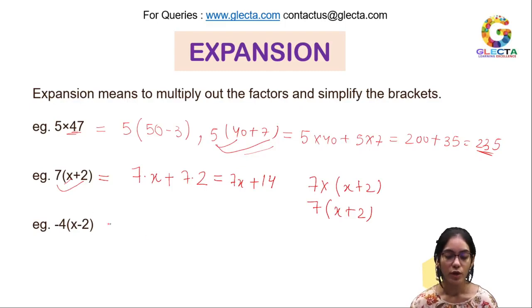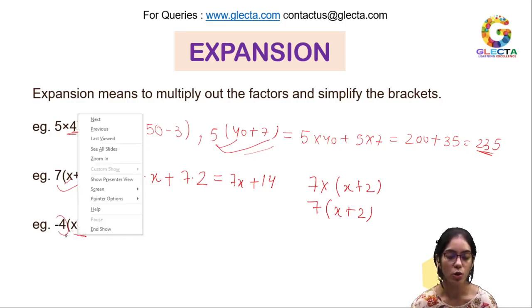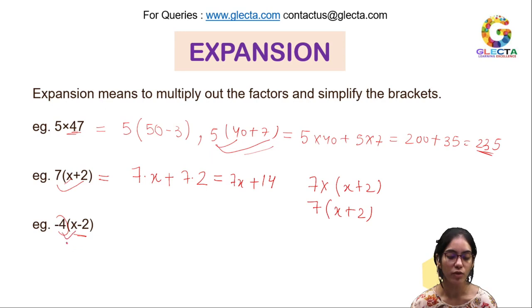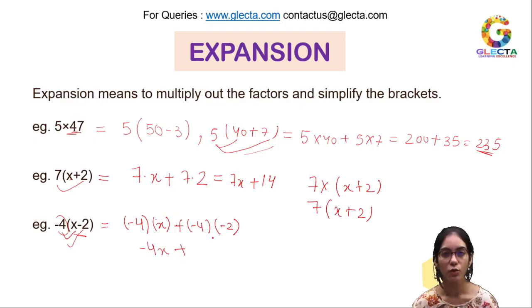So now minus 4 into (x minus 2). Again, this minus 4 is multiplied with the whole bracket (x minus 2). So what you will do is you will multiply minus 4 with x and then minus 4 with minus 2. You should always put brackets when you are multiplying. Minus 4 into x plus minus 4 into minus 2. So this is minus 4x plus, what is minus 4 into minus 2? It's 8. So the expansion of this bracket is minus 4x plus 8.